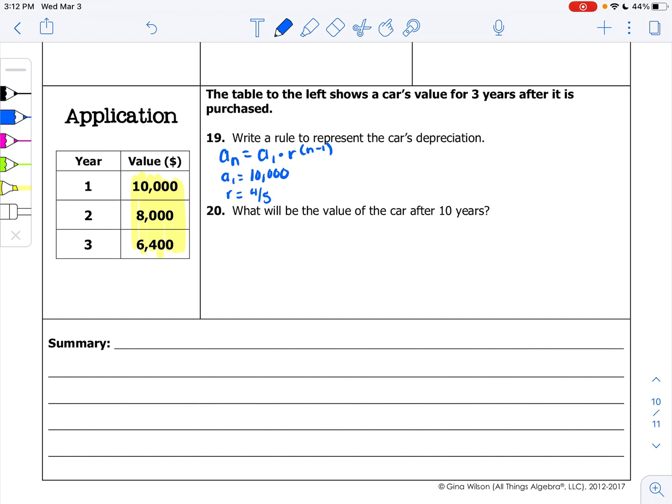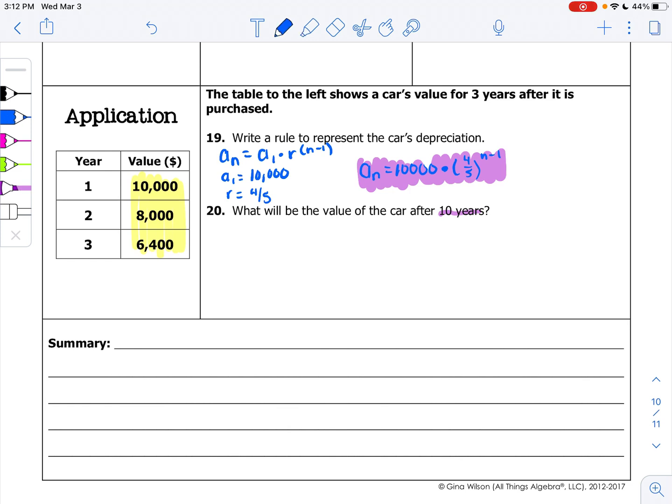So when we substitute those into our equation, we can write a rule that says a sub n equals 10,000 times 4/5 to the n minus 1. So this is going to be our rule that we can use. And we can use this rule to find the value of the car at any time. But the problem wants us to find the value of the car after 10 years.